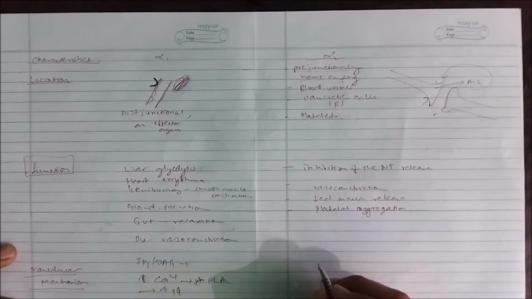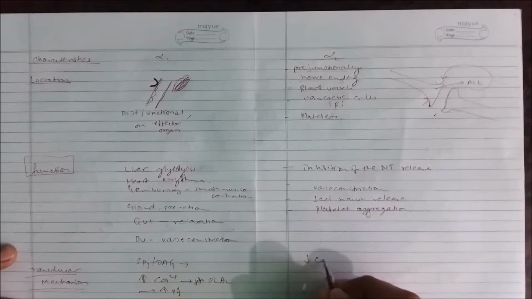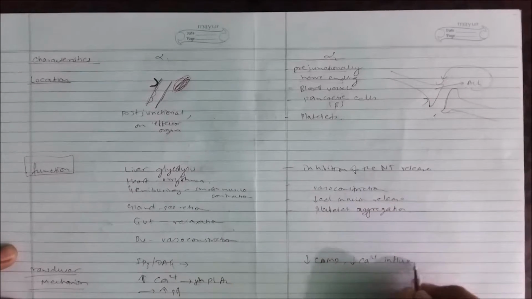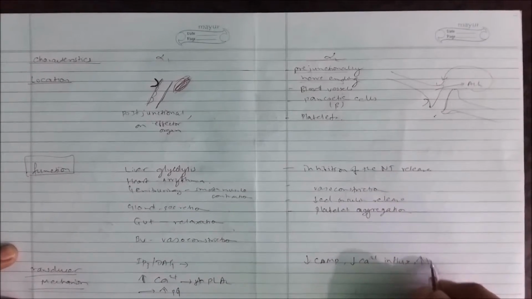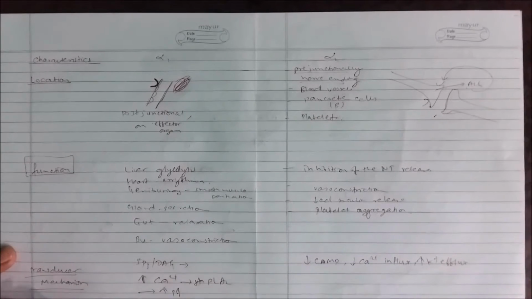And since alpha 2 is an inhibitory receptor, the transducer mechanism of alpha 2 and the M2 receptor are similar. That is, decreased cAMP production, decreased calcium influx, and increased potassium efflux. All this causes the cell to be more electronegative, and hence the cell is deactivated.